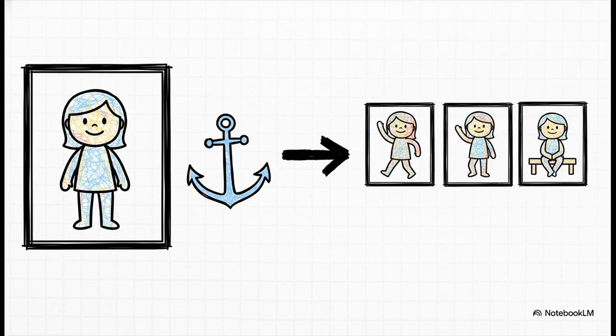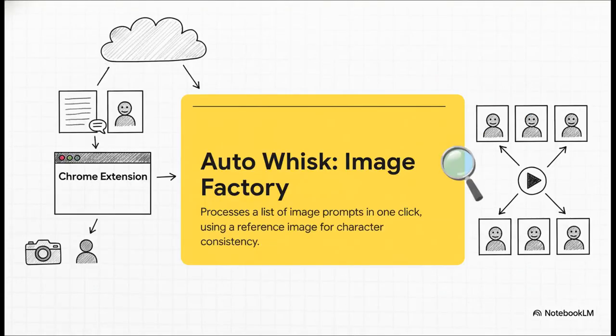Before you generate a single scene, you just create one clean, standing photo of your main character, ideally on a white background. This one picture, that's the anchor for your entire video. And this is the tool that makes it all happen.